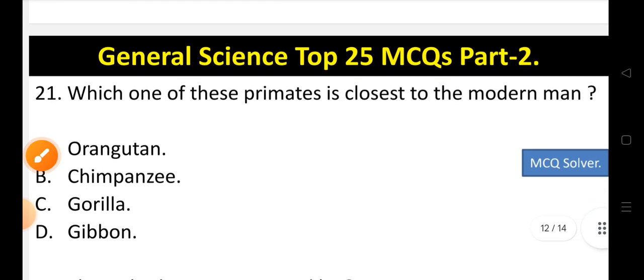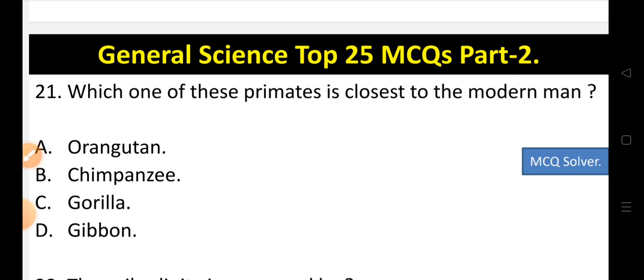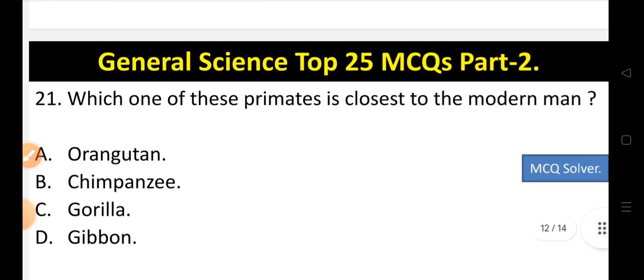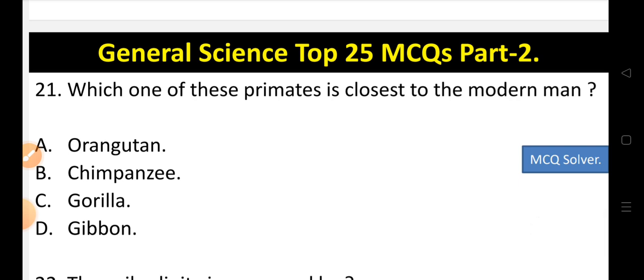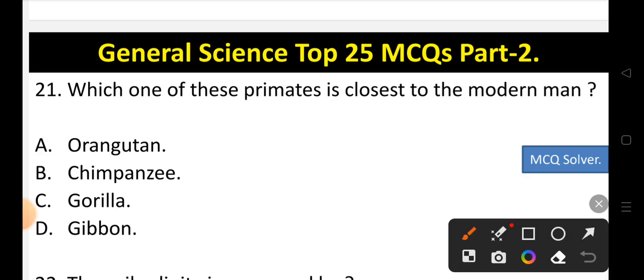Now let's move to question number 21. Which one of these primates is closest to the modern man? Let's look into the options. Option A orangutan, option B chimpanzee, option C gorilla, or option D gibbon. So with comparison to today's modern man, the primate which is closer to it is, the correct option is option number B, that is chimpanzee. So chimpanzee is much more closer to the current modern man. So B is the correct option.